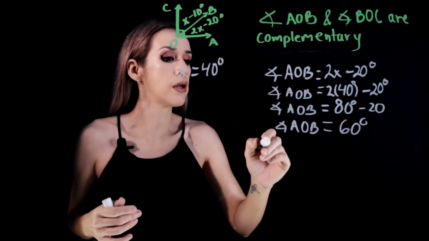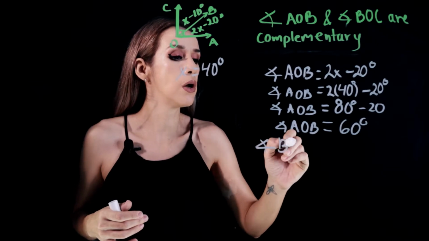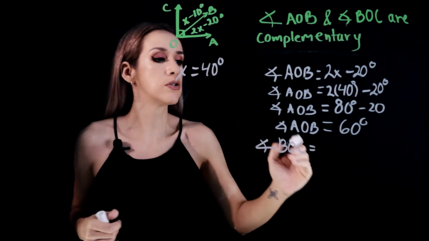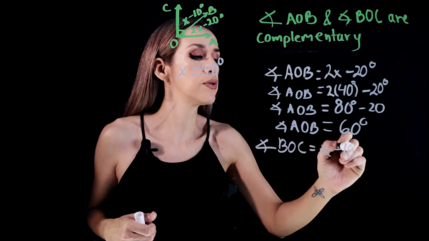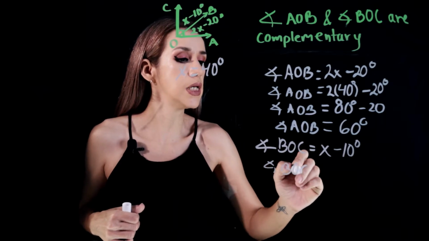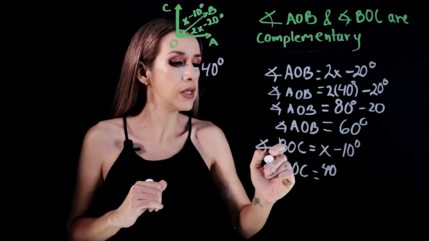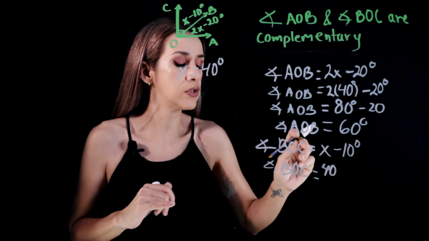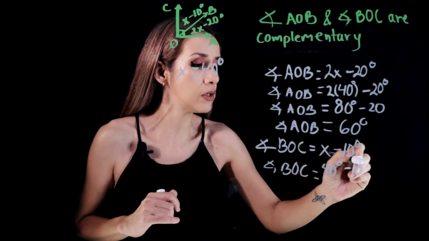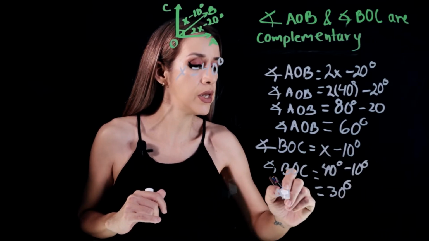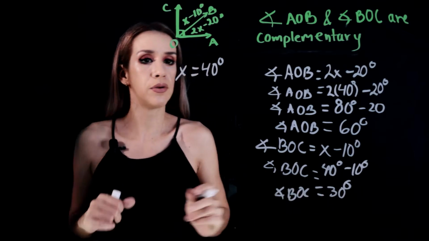To find the other angle, the angle BOC, we're going to use this other representation, x minus 10 degrees. Angle BOC is equal to the value of x, which is 40 degrees, minus 10 degrees. This is equal to 30 degrees. Angle BOC is 30 degrees.